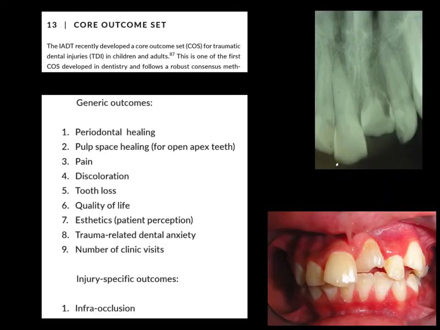The core outcome, as presented by the Traumatic Dental Injury Society: we have generic outcomes, which are periodontal healing and pulp space healing for open apex teeth. The patient can have pain, discoloration, or could lose the tooth. The quality of life in smiling or chewing could be affected. And some patients get some anxiety, and there will be additional visits to the clinic. And then they also have injury-specific outcomes, such as the tooth becoming short, which is called infra-occlusion.